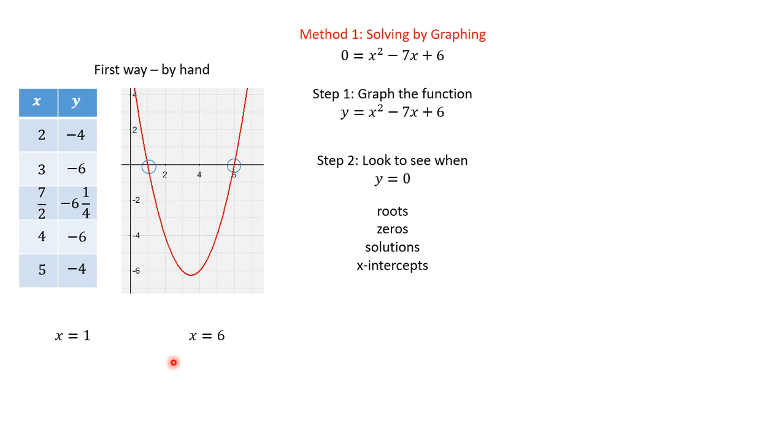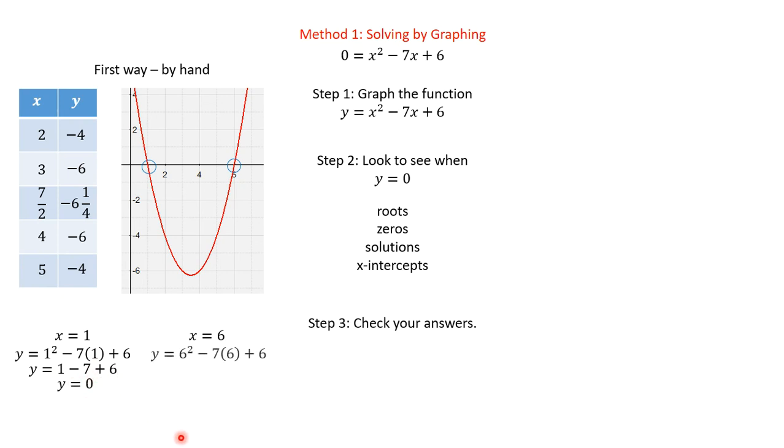So we have x equals 1, x equals 6. We can plug these into the equation. When we plug in 1, 1 squared is 1, minus 7 times 1 is 7, 1 minus 7 plus 6 is 0. We plug in 6. 6 squared is 36. 7 times 6 is 42. 36 minus 42 plus 6 is 0. So the answers are 1 and 6.